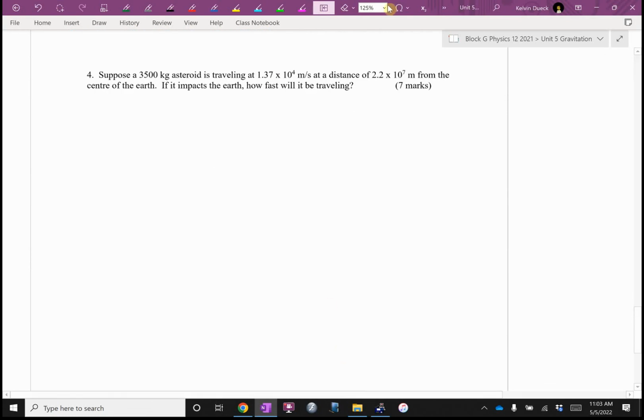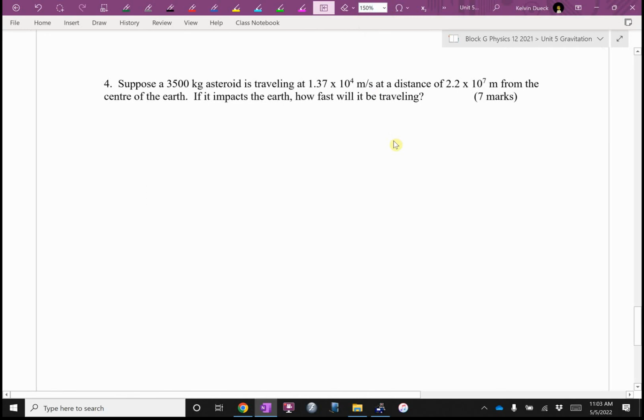Ooh, asteroid impact. Let's destroy the Earth. How fast will it be traveling? Am I going to start out by going work equals change in plus change in? How do you know? Because this question did not ask how much. Okay, can I say gravity is what's pulling me in a circle? Is that how? Because that lets me find a speed, doesn't it?